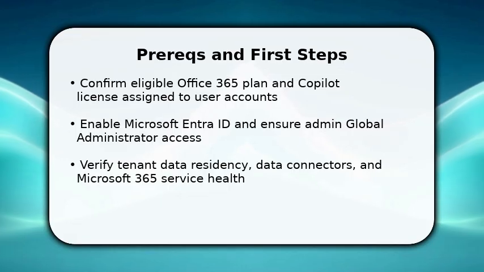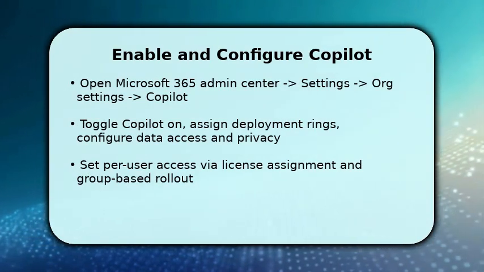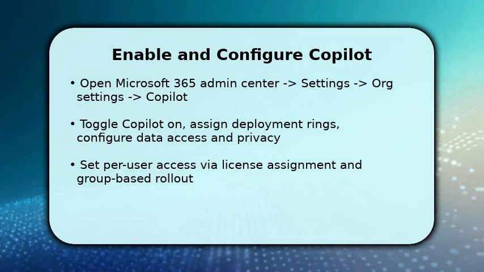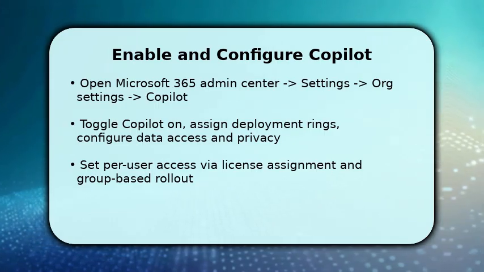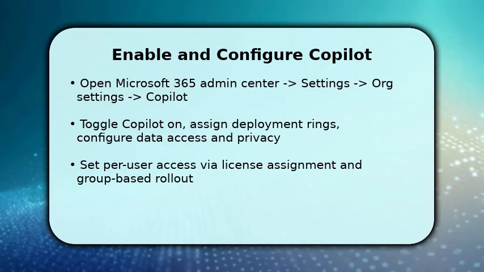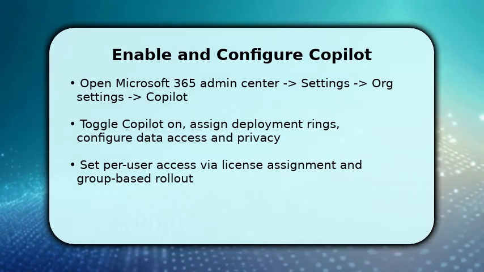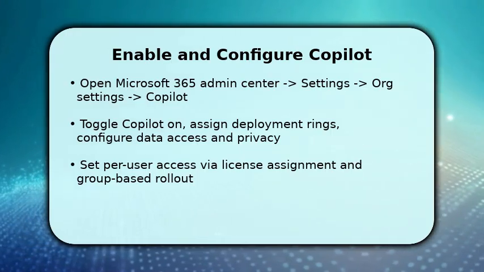Now you enable and configure Copilot inside the Microsoft 365 Admin Center. Navigate to Settings, then Organization Settings, and find Copilot, toggle it on. Make sure to choose Deployment Rings. Pilot groups first, then broader rollout. This minimizes disruption. Configure data access permissions and privacy controls so Copilot uses approved content sources.